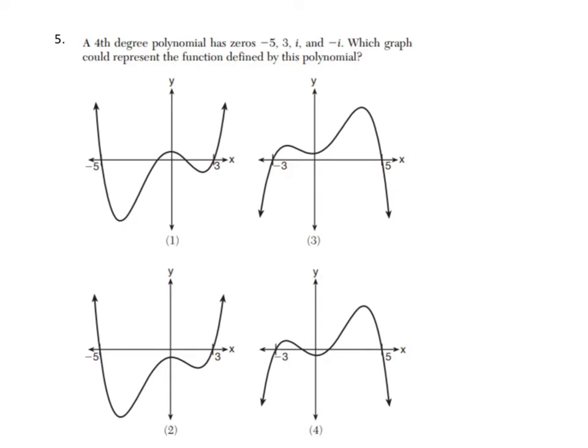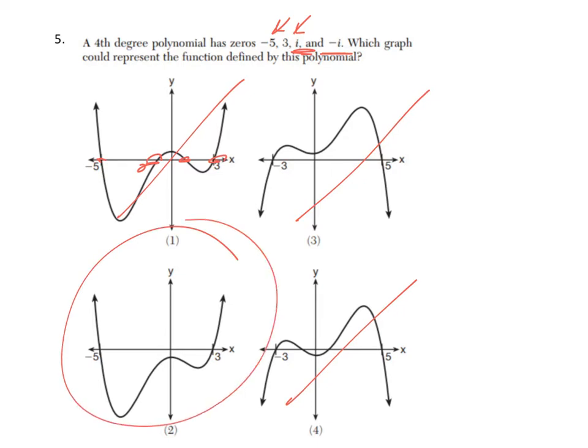All right, this question says a fourth degree polynomial has the zeros negative 5, 3, i, and negative i. Because negative 5 and 3 are our answers, I know I need to cross at negative 5 and 3. So I can cross off these two because they don't even cross at negative 5 and 3. And then I'm going to cross off choice 1 because my other two answers are imaginary, which you will not see on the x-intercepts. I know there are 4 solutions, but because these two are imaginary, we do not want 4 x-intercepts like the one in choice 1. So I'm going to pick choice 2.